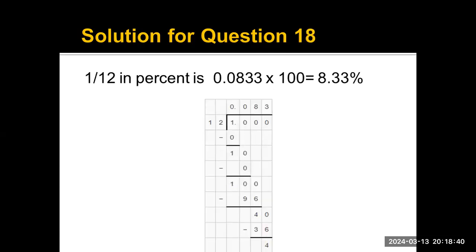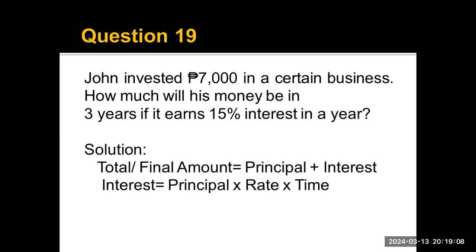Question number 18. 1/12 in percent is 0.0833 times 100 equals? Where does 0.0833 come from? It is from dividing 1 by 12. That's why you have 0.0833. And if you want to transform that into an actual percent form, you just multiply by 100 and you will have 8.33%.